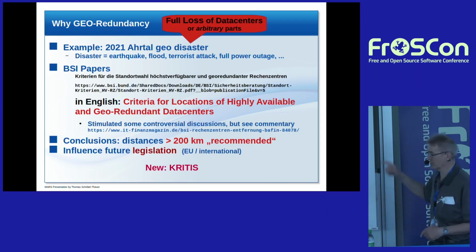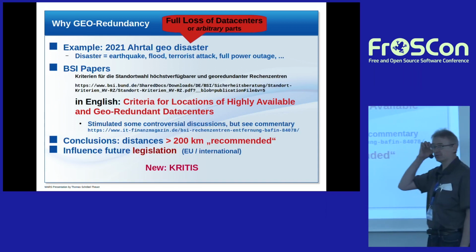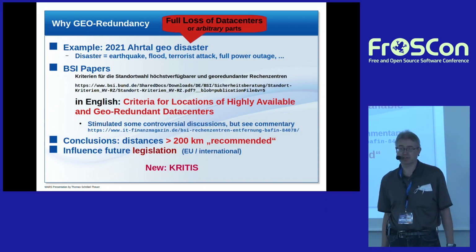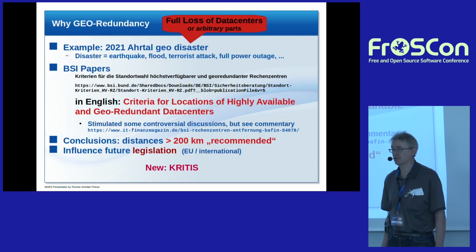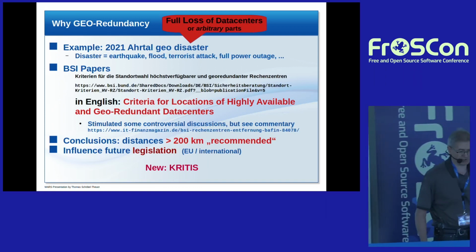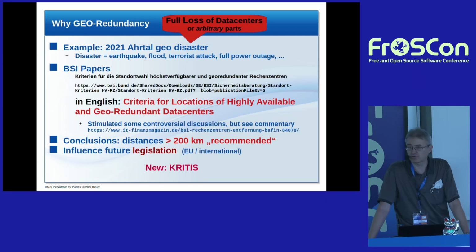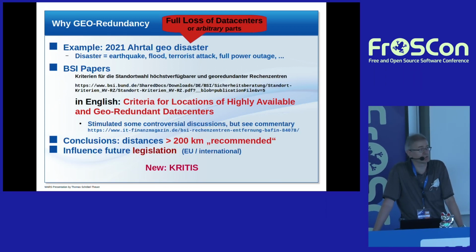Hopefully not occurring. This is the countermeasure here, or one of the potential countermeasures. And even the government has already paid some attention to this, because if you look at the BSI, the German government authority for these cases, it has had papers for years, and some of them have German text, or they can be translated, so you can read them. And the bottom line is you should have at least 200 kilometers.